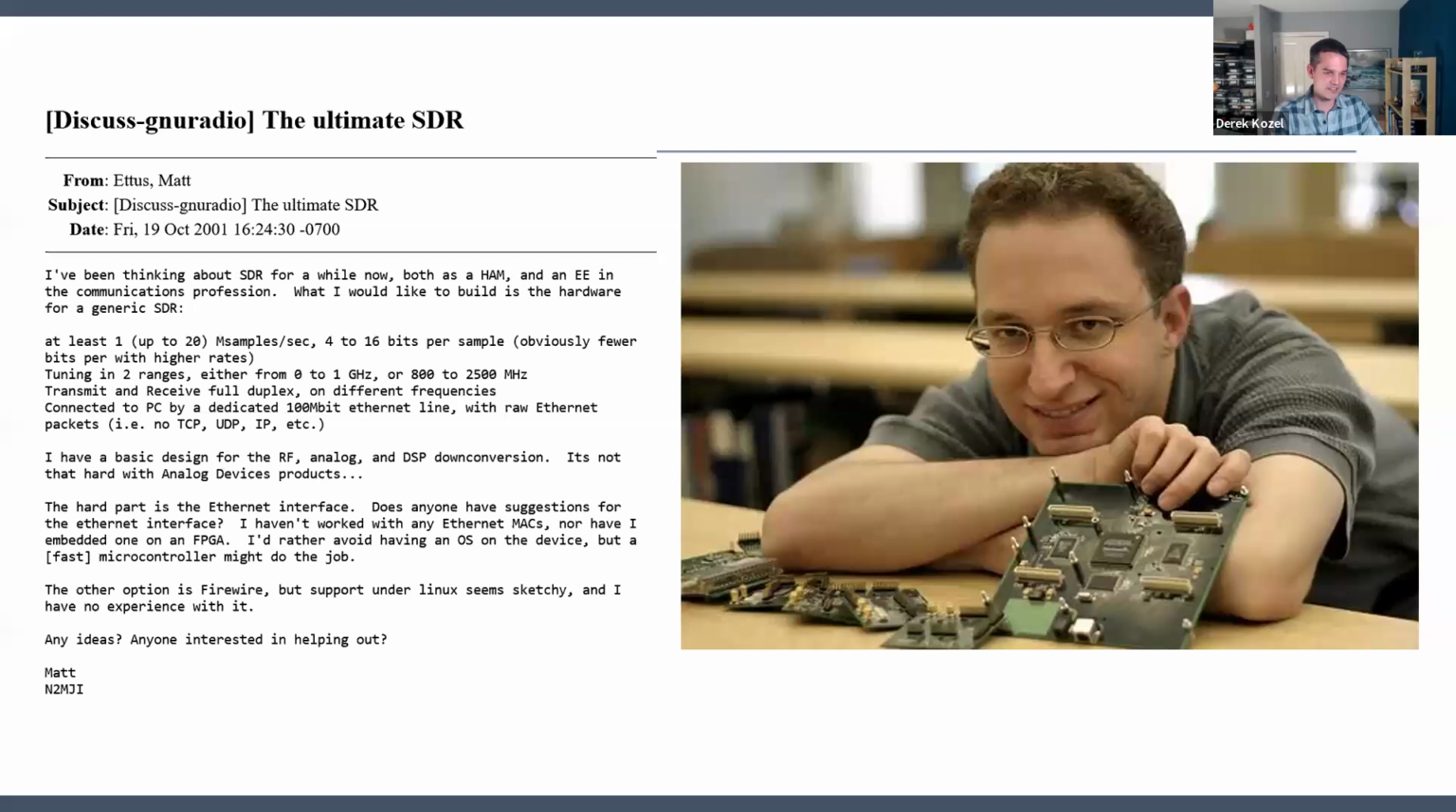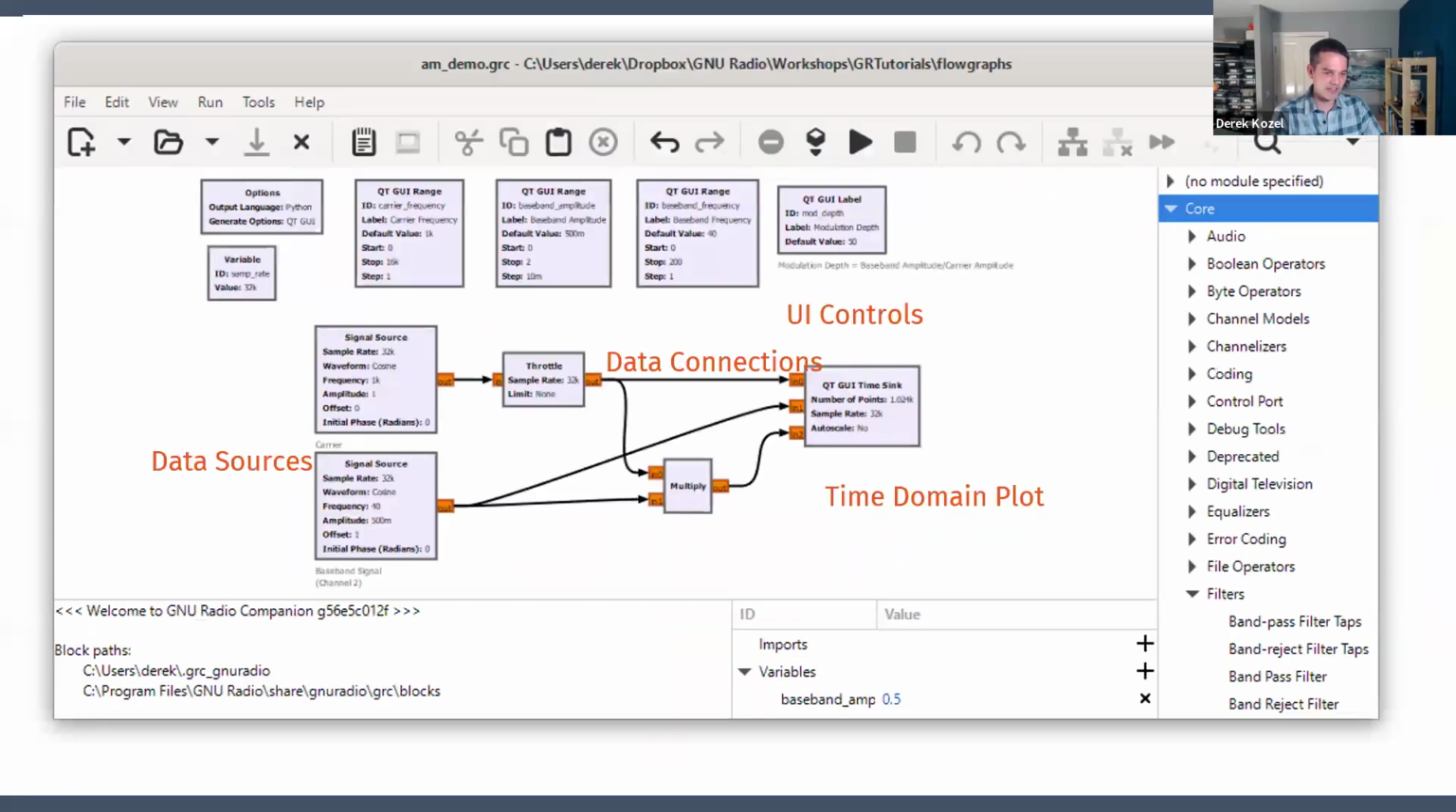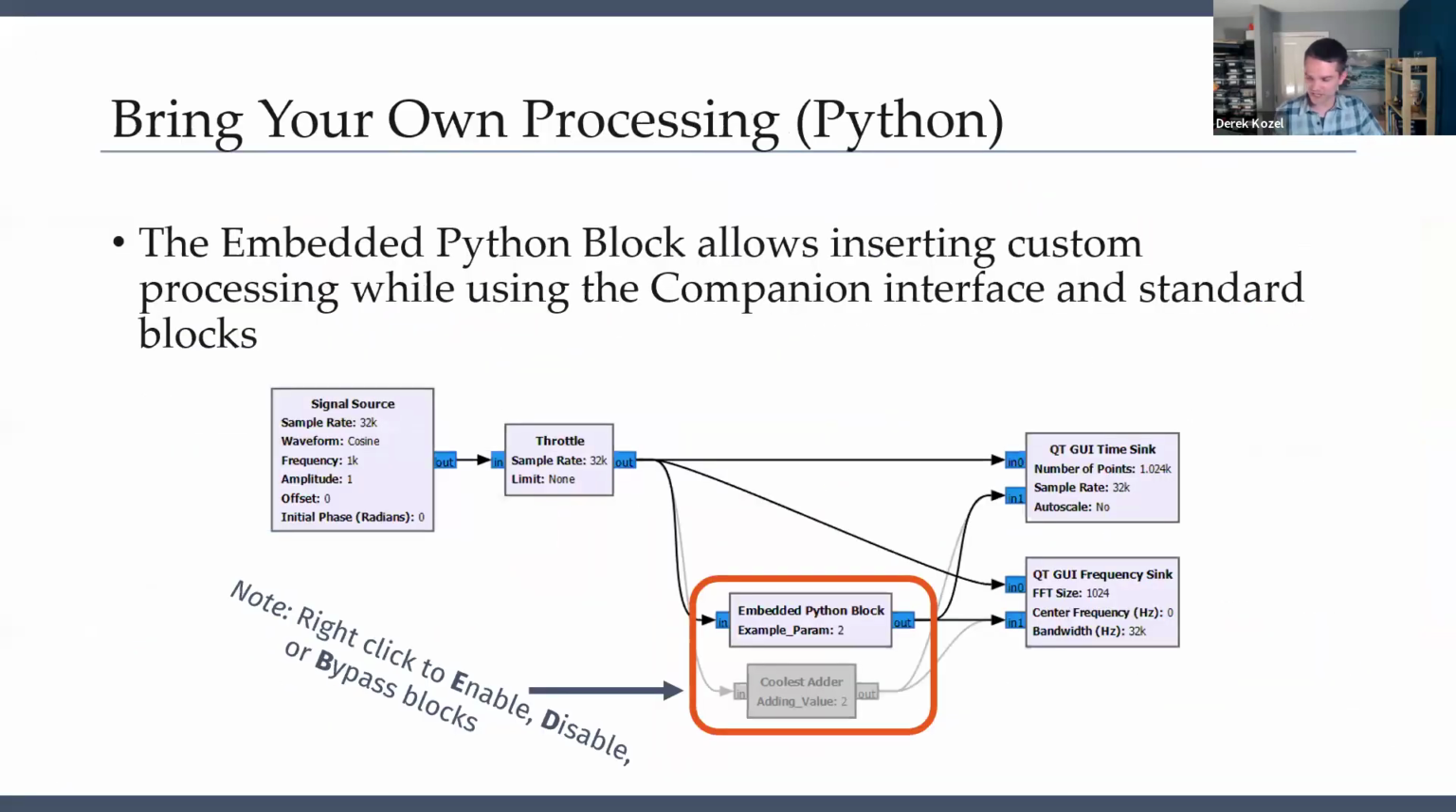And if we roll through all of my nice slide animations, we get to here. So we've just brought our own signal processing into there. And as you see, right-click to enable, disable, or bypass, or use the E, D, and B keys. Bypassing only works if you have one input port and one output port. It will just automatically connect through. Anything more complicated than that, GNU Radio goes, man, I just don't know what you mean.